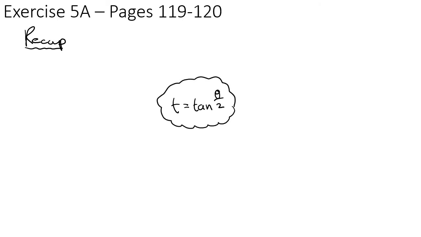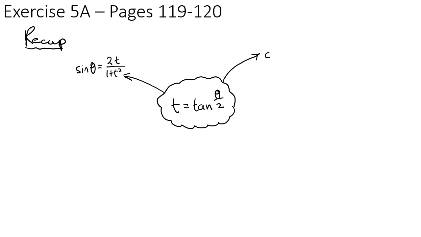Just a quick recap now of your t-formulae. So the big one that we sort of start with is this: t equals tan theta over 2. Let me do this differently. Let's do this as like a little spider diagram, because this is like the glue that holds all of this together. So what can we get from that? Well, we can get sine theta is 2t over 1 plus t squared.